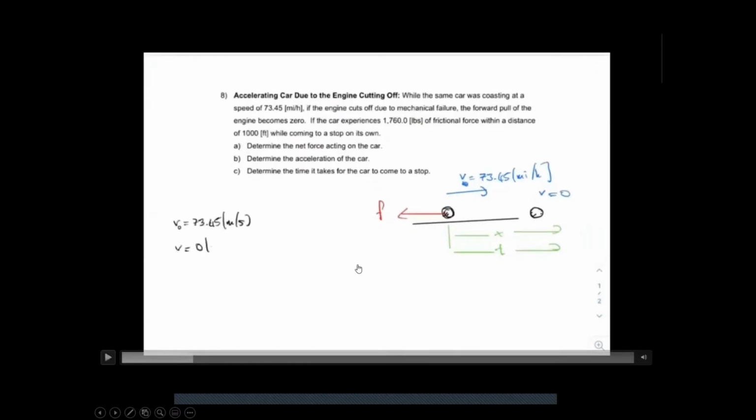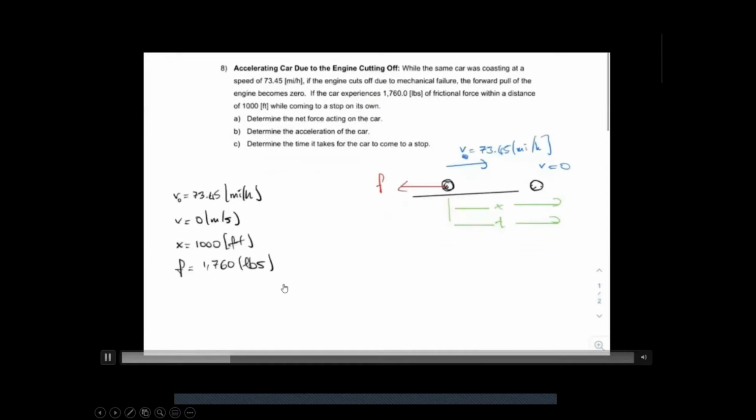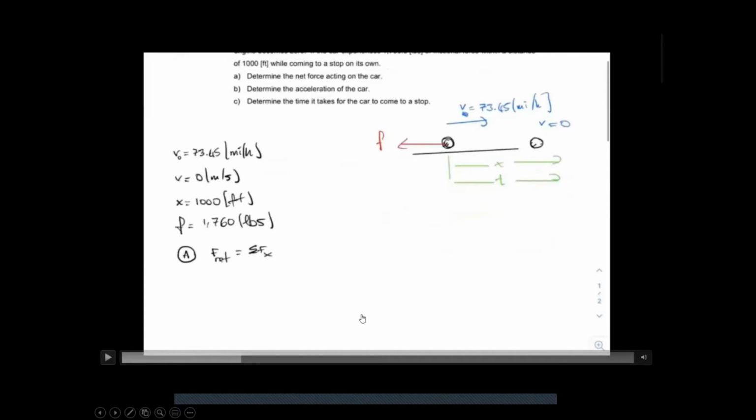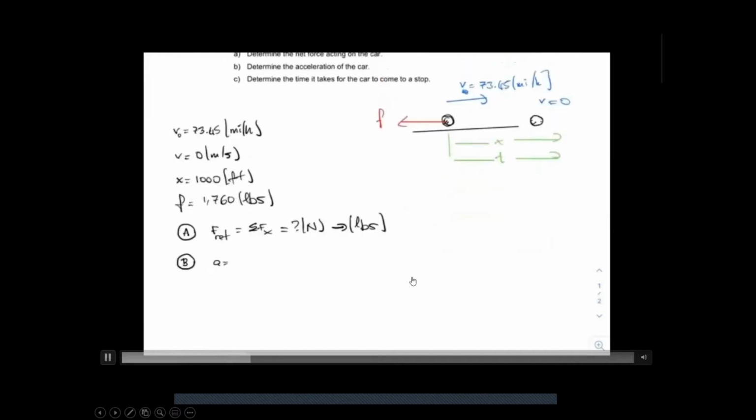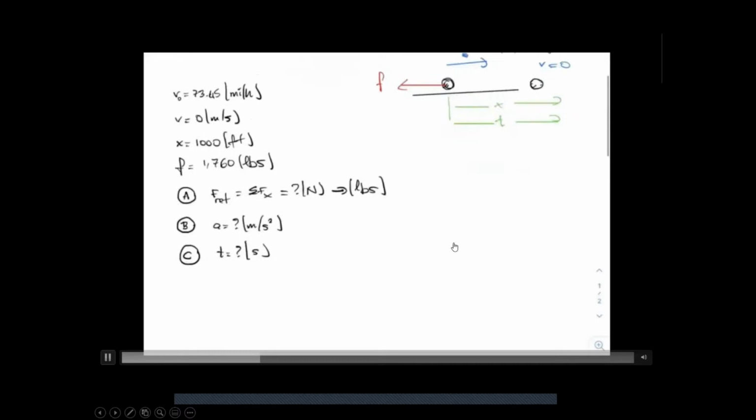I'm listing everything first. It'll come to a stop within 1,000 feet. I'm not sure if I'm going to give you the distance on the task. And this is the amount of friction acting on it. Let's just do it this way regardless. Determine the net force acting on the car, which means sum up all the forces. We have only one force acting on the car, the frictional force. Then determine the acceleration and determine the time it takes for it to come to a stop.